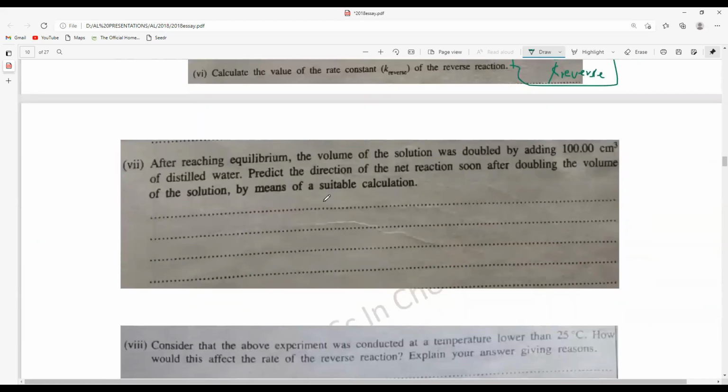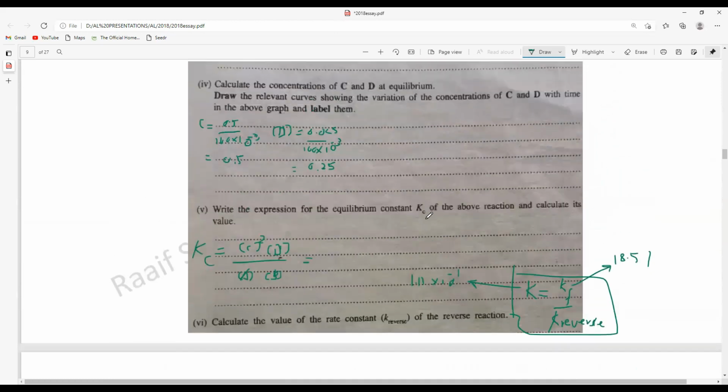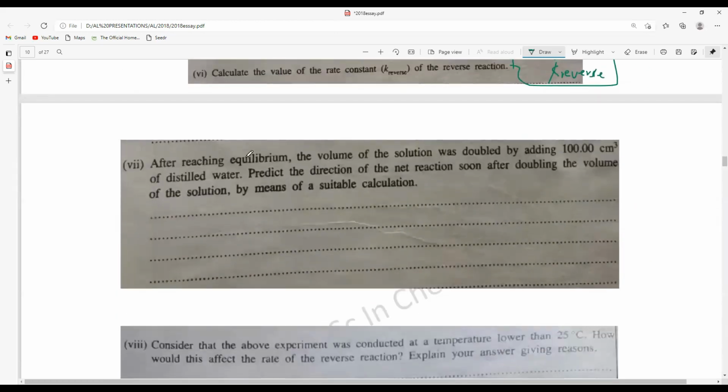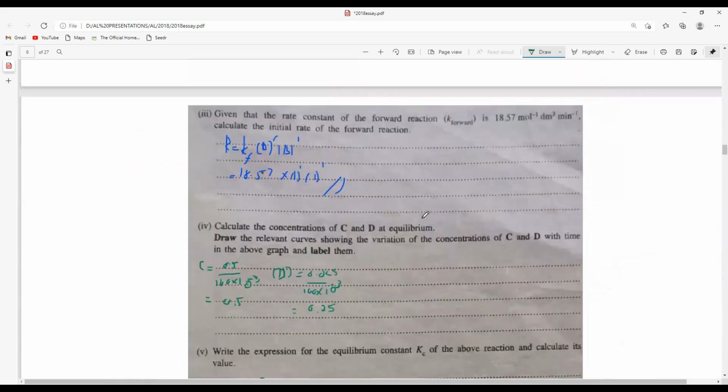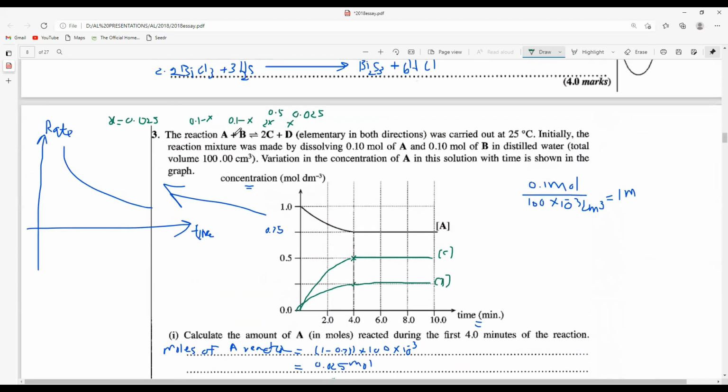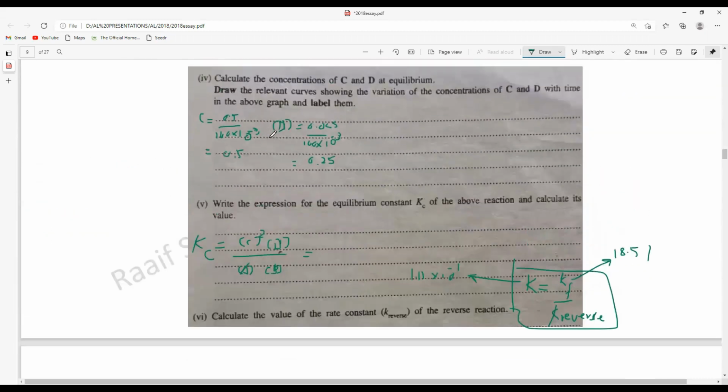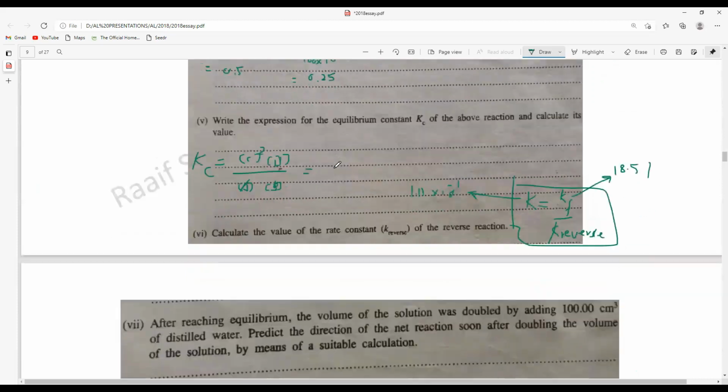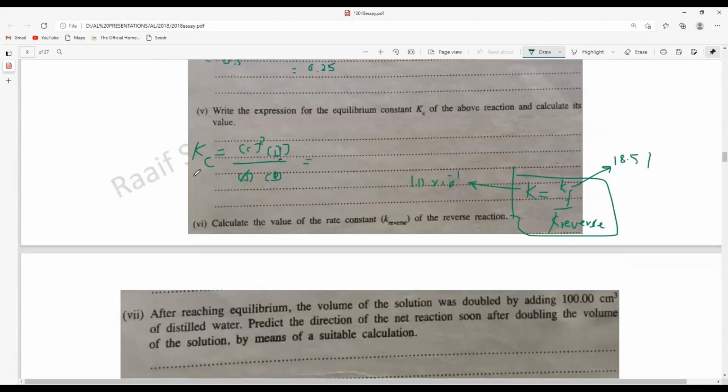Right, question number 7. After reaching equilibrium, the volume of the solution was doubled by adding 100 cubic centimeter of distilled water. Predict the direction of the net reaction soon after doubling the volume of the solution by means of a suitable calculation. So the first thing that you need to understand here is, after equilibrium, you know the concentration of these reactants and products at equilibrium. So this was like 0.75, 0.75, and this is 0.5, and this is 0.25. So based on that, you know what is Kc.